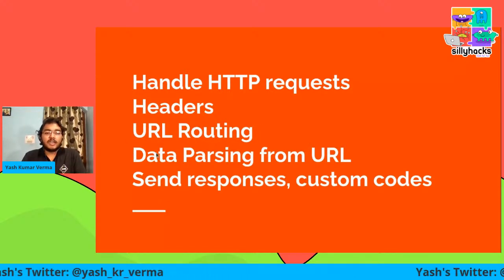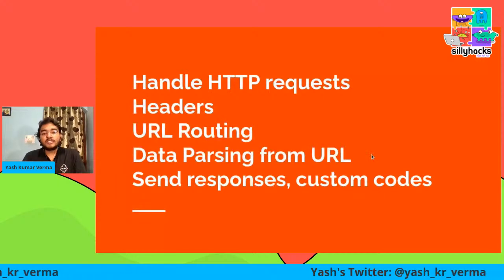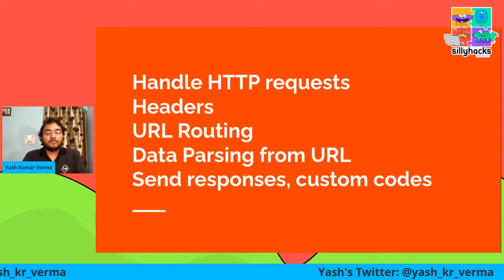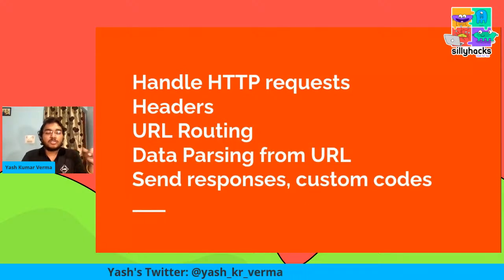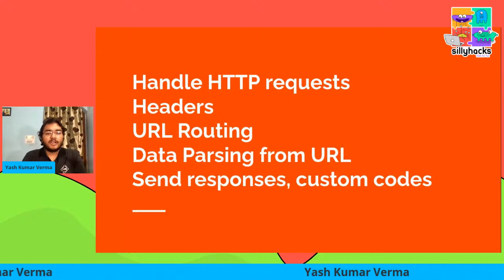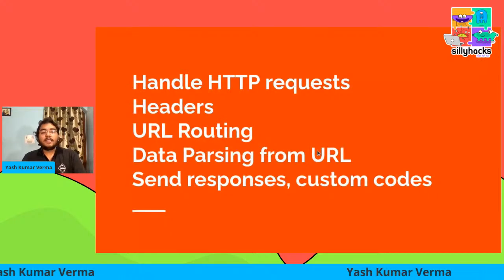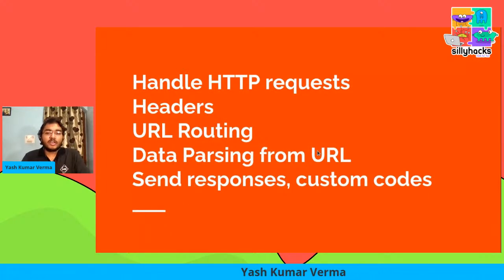The next is data parsing from URL. Data parsing from URL basically means that when you open a link like GET /book/1, your framework must be able to easily parse the data from the URL. It means you must get that the user is trying to access a book which has the ID 1. So it must provide a nice consumable API that the end user, or the developer that's using your framework, can use. And the last is obviously, if your framework cannot send responses, it is basically useless.